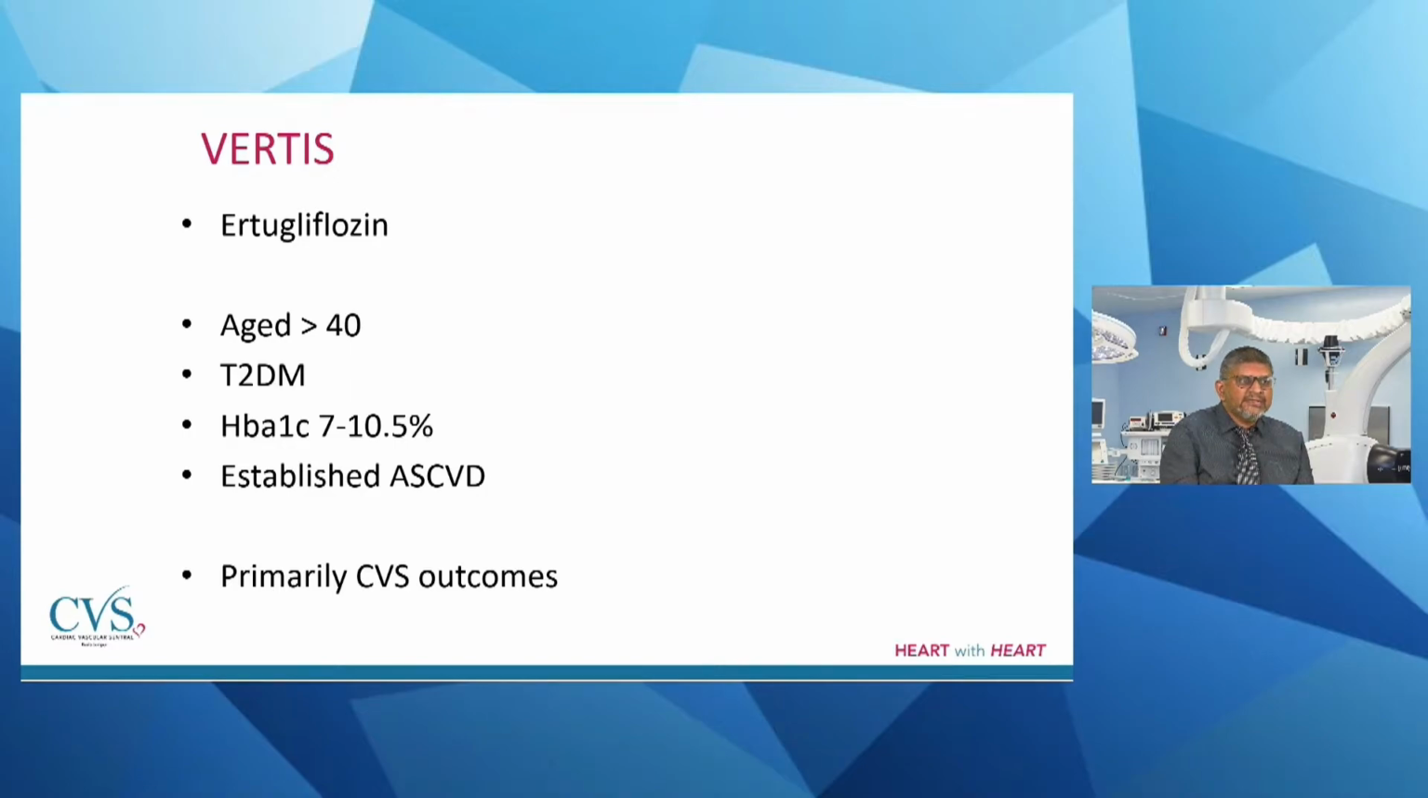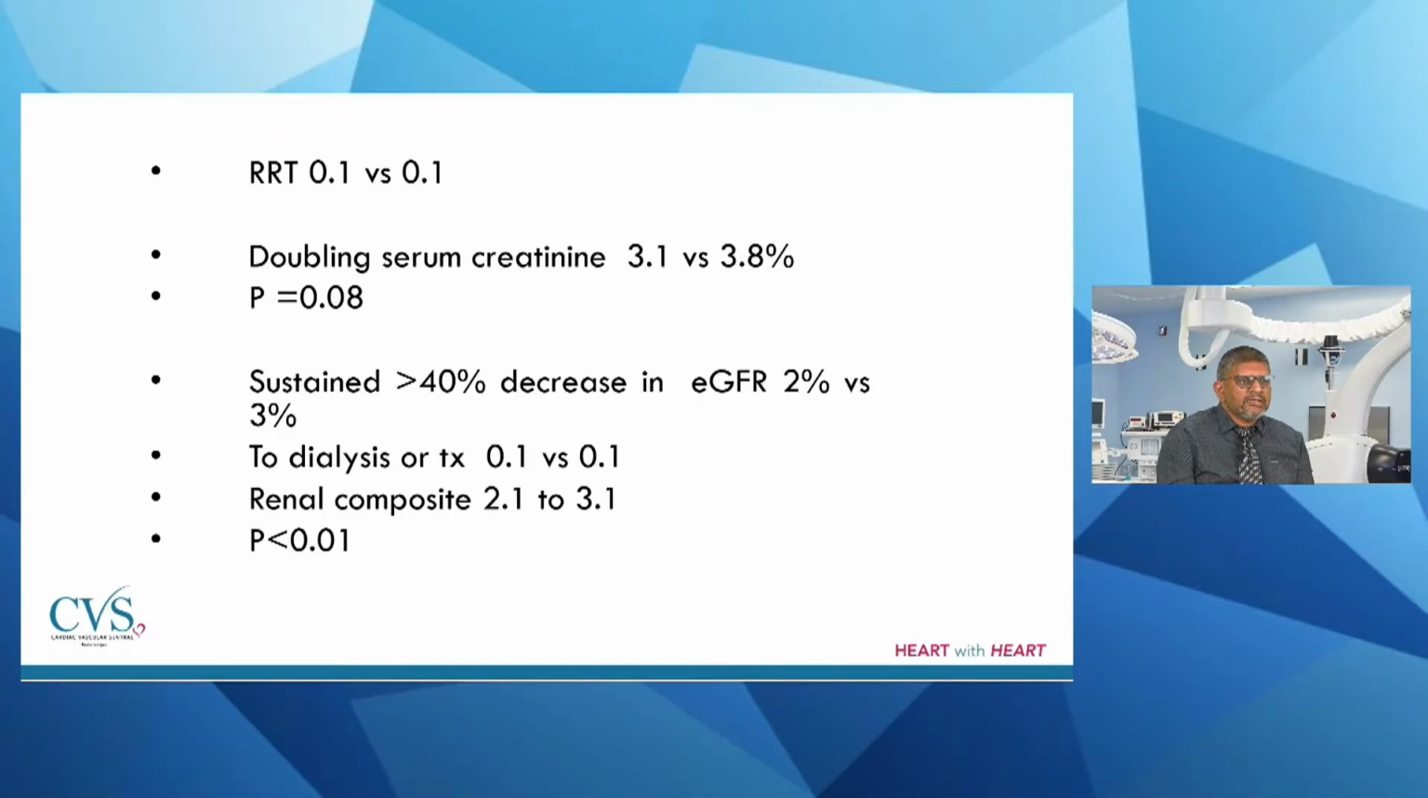The VERTIS trial, ertugliflozin, among type 2 diabetic patients. Again, this was more of a cardiovascular trial, but there was a subgroup analysis on the renal effects. Though it did not achieve statistical difference, the doubling of serum creatinine was lower in the ertugliflozin group, and also lower reductions in eGFR or time to dialysis.